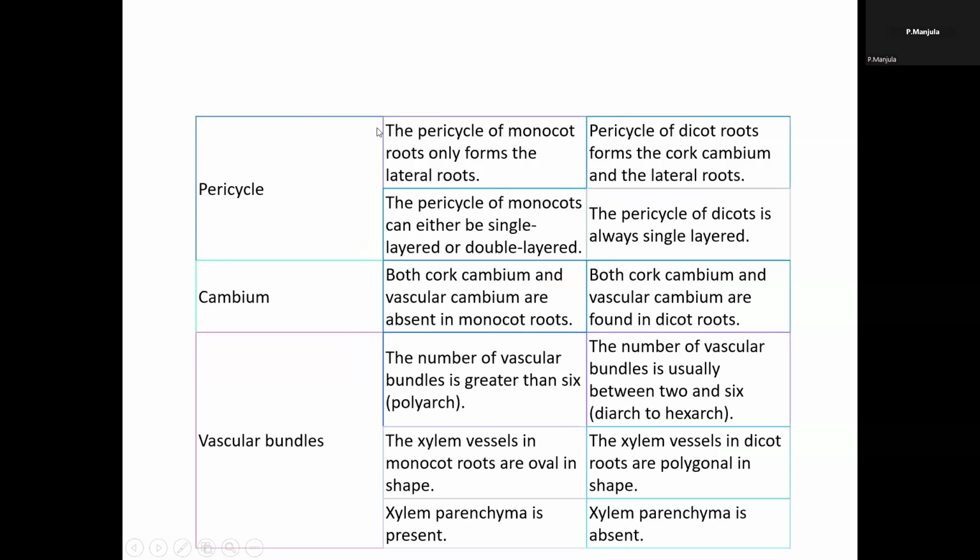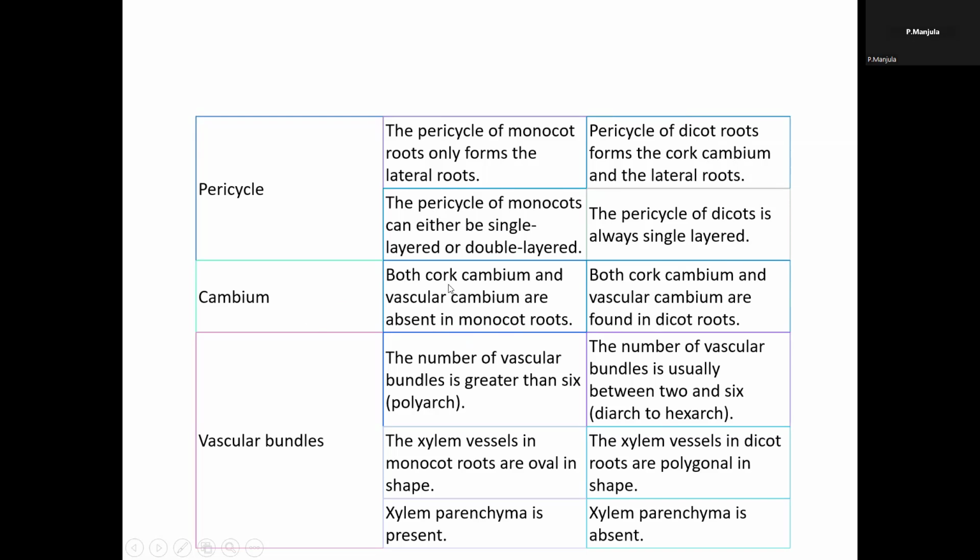Next, pericycle. In monocots, the pericycle only forms the lateral roots. The pericycle of the dicot roots forms the cork cambium and lateral roots. Along with lateral roots, the pericycle also forms the cork cambium, because in dicots secondary growth takes place. Another difference in the pericycle is that in monocots it is single layered or double layered, whereas in the pericycle of dicot roots, it is always single layered.